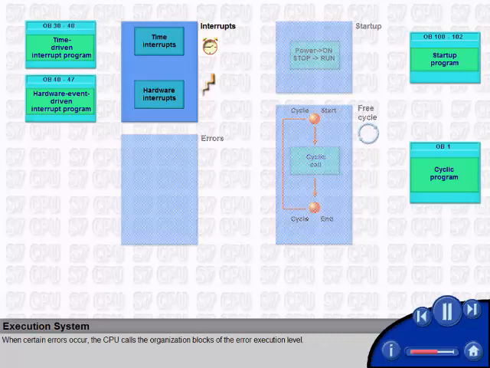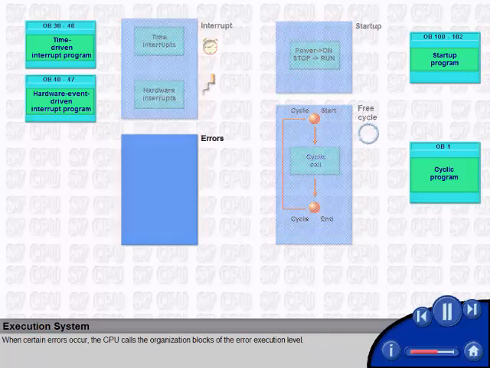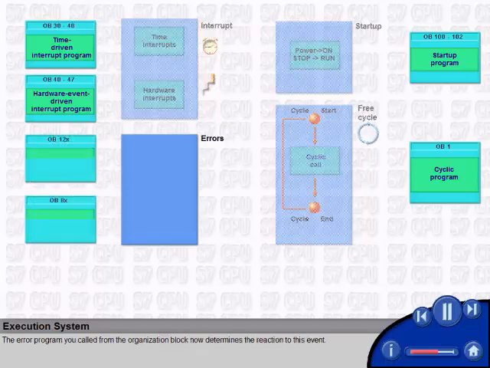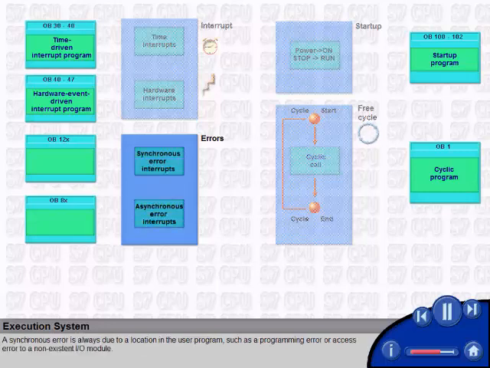When certain errors occur, the CPU calls the organization blocks of the error execution level. The error program you called from the organization block now determines the reaction to this event. The system basically distinguishes between synchronous and asynchronous errors. A synchronous error is always due to a location in the user program, such as a programming error or access error to a non-existent I/O module.